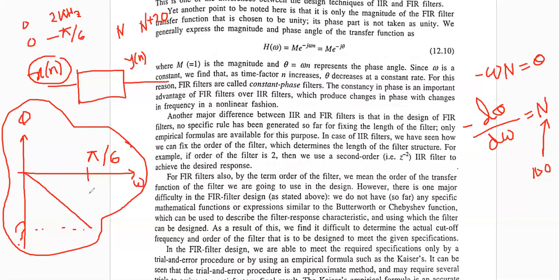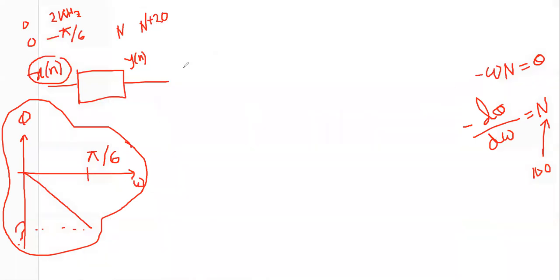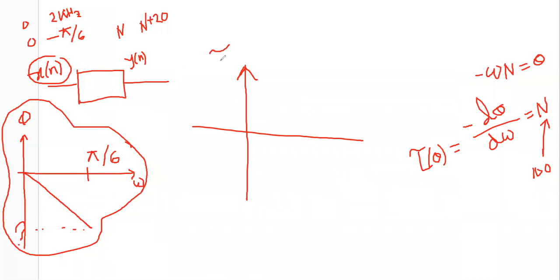In case of FIR filter, the phase response is linear. That means the group delay, if I talk about the group delay, means minus d phi by d omega. So this is known as tau theta. So here this is tau theta.